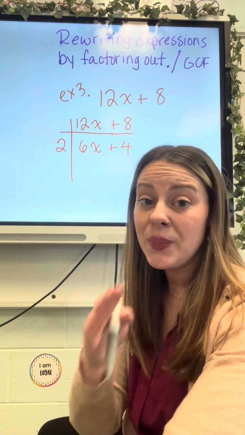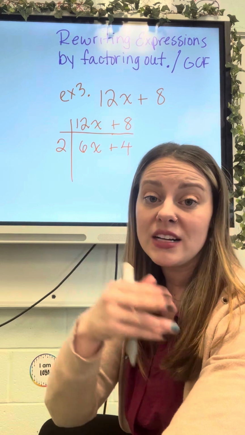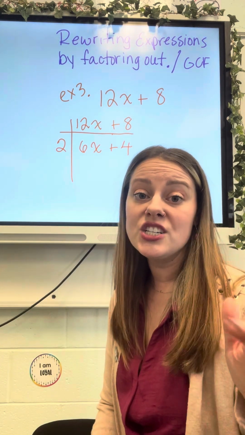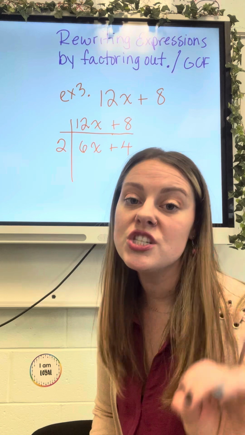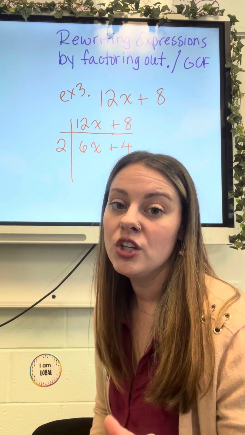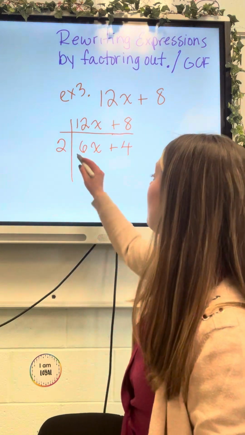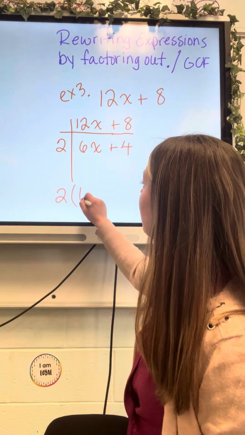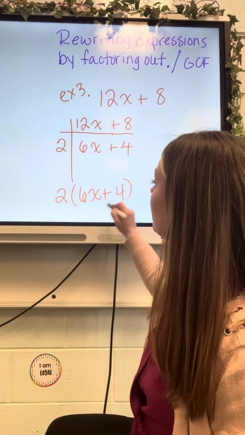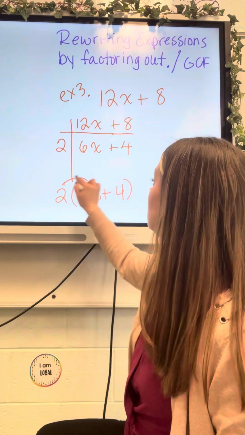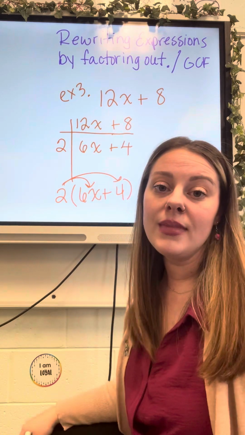Now, if you were to take out a 4, you're still right, but that's just the GCF. But that can still be an answer. If they tell you to rewrite the expression by factoring out, and they don't specifically say GCF, you can still use the GCF as an answer. If they ask you to do the GCF, it has to be the GCF. So right here, I just bring it down. I put my parentheses, right? I'm going to prove this to you. 2 times 6x, 12x. 2 times 4, 8.